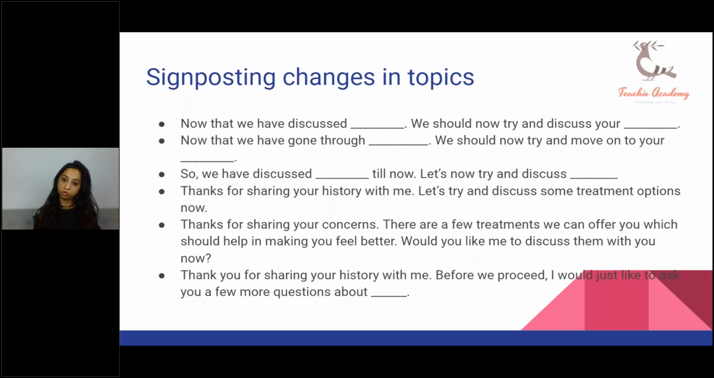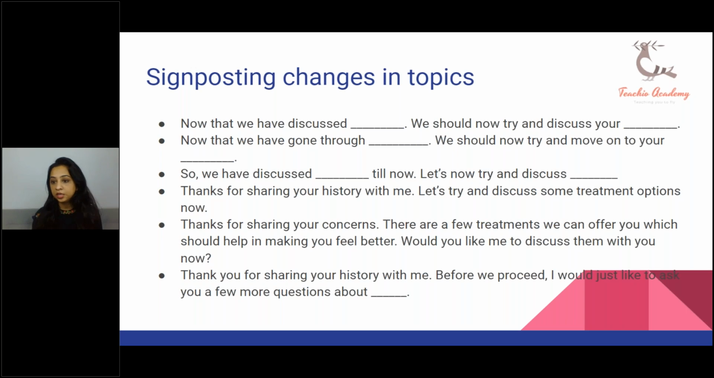Every history that you took as a doctor or a nurse working in a hospital used to start out with your presenting complaint, your examination, and your treatment. When you're doing your OET speaking, you signpost changes in topic. "Now that we've discussed your history, we move on to examination. Now that we've discussed your examination, we move on to treatment options."